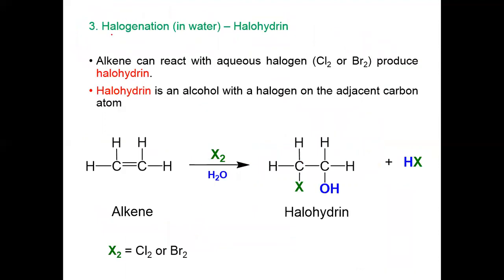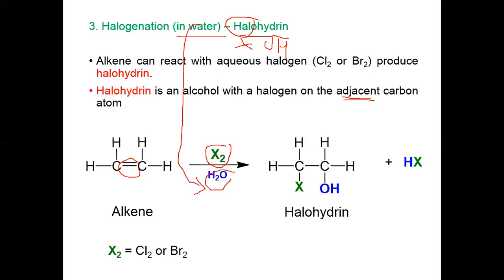Okay, second part of your halogenation, in water, it will produce a halohydrin. Halo is your X, hydrin is your OH, alcohol. So alkene can react with aqueous halogen, chlorine or bromine, to produce a halohydrin. A halohydrin is an alcohol with a halogen on the adjacent carbon atom. Adjacent means nearby, its neighbour. So this is your alkene. So the alkene goes in with halogen and water there, because it is in water. This is the condition of the reaction. So the alkene will convert into a halohydrin.